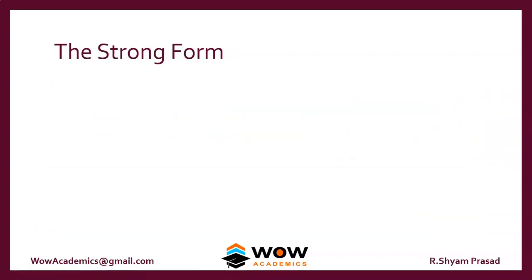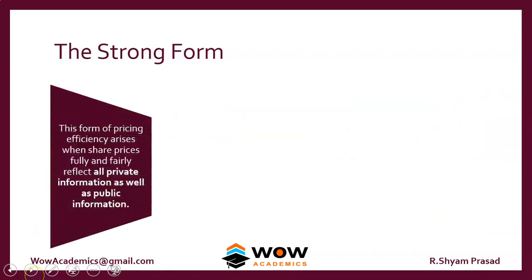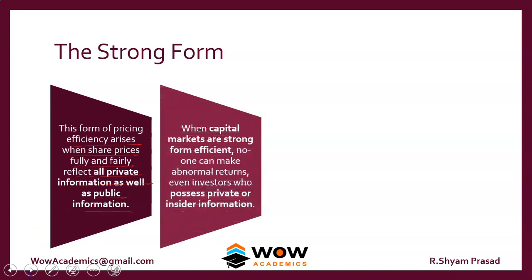So we'll move on to the last form of efficient market hypothesis. This form of pricing efficiency arises when prices fully and fairly reflect all private information as well as public information. That is, it says even if you are the CEO of a company and you have private or insider information about your own company, you still won't be able to make money in the stock market. Do you think it is correct? Okay, so that's what they say. Even if you're a CEO and you have insider information, you won't make money in the stock market.